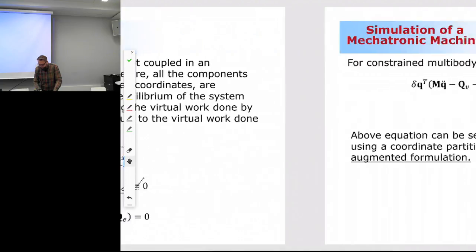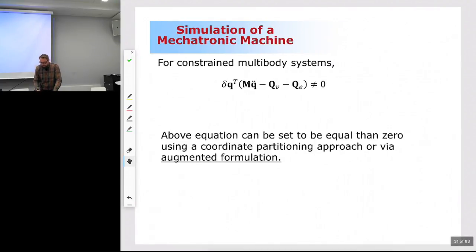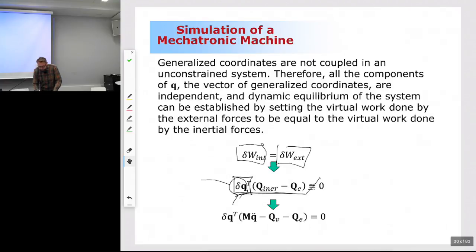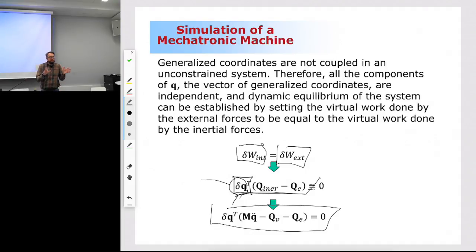But let's look at this a little bit further. Now, this was about an unconstrained system, without any joints in your system. Then you can express this to be equal to 0. But if there's a constraint, then you have to use special tricks to force this to be equal to 0. There are 2 ways, actually. You can use the embedded technique, where you substitute the constraint inside the equation, or the augmented formulation, where you add your constraint to your original equation. Those are the 2 choices.